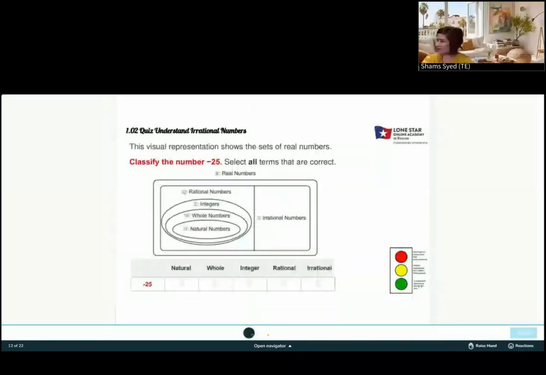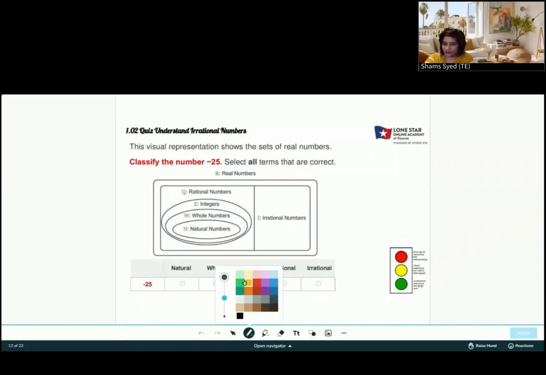And here's the first for writing. With the calculator, I know all of these questions have to go a little bit faster. Okay, now let me see your knowledge. Negative 25. Is it going to be a natural number? Is negative 25 a natural number? Is it a natural number? No. Is it a whole number? No. Is it an integer?